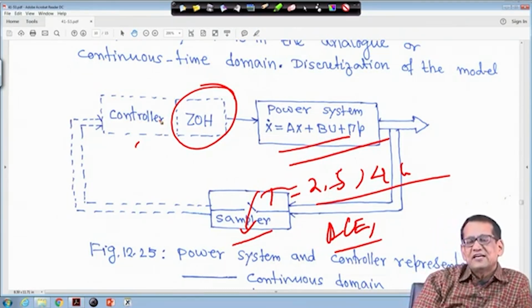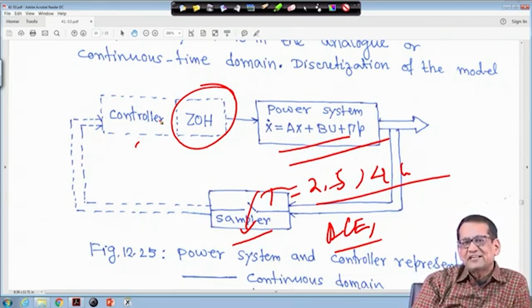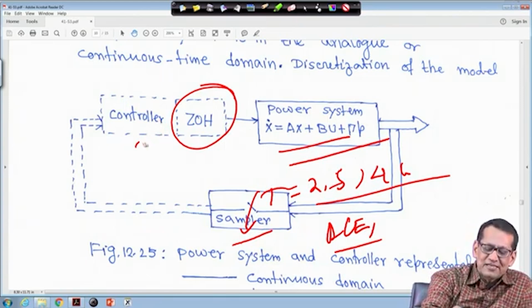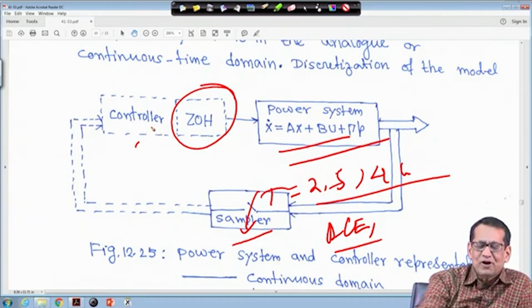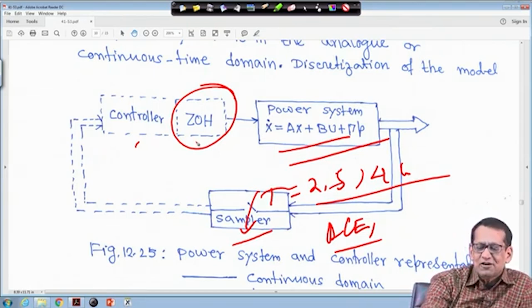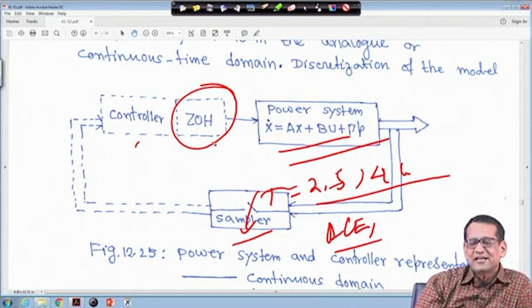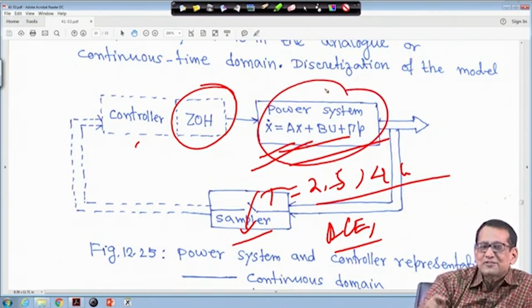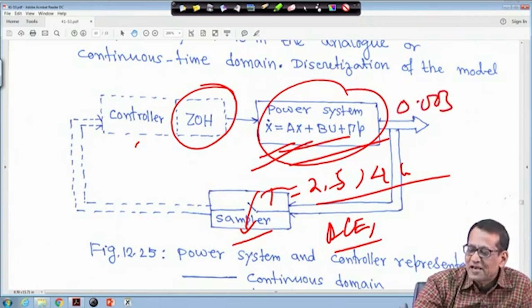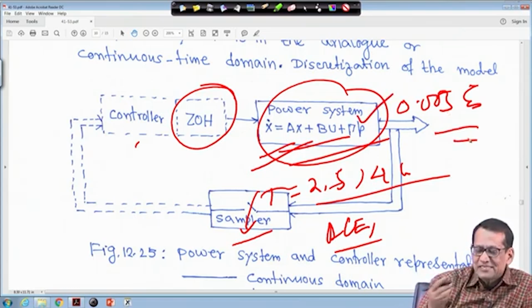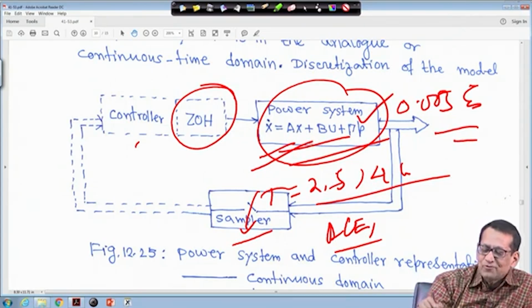Suppose you take T equal to 2 seconds. If it is an integral controller only, the controller output will be computed. After that, till the next sampling instant comes, the zero order hold will hold that signal. But the power system you are solving continuously, mathematically. Suppose you have taken an integration step length of 0.005 second for solving this. That is okay, but till the next sampling instant comes, the same signal will be going to the system.